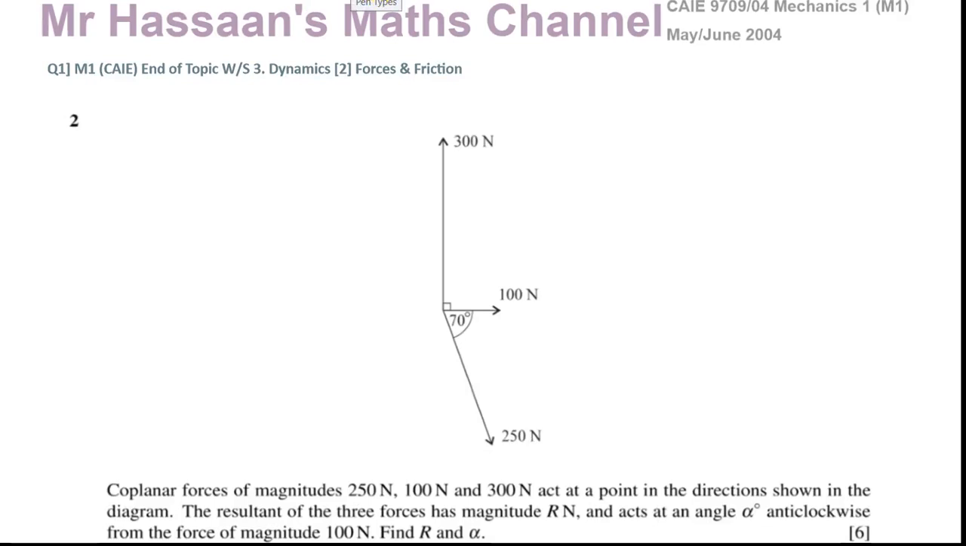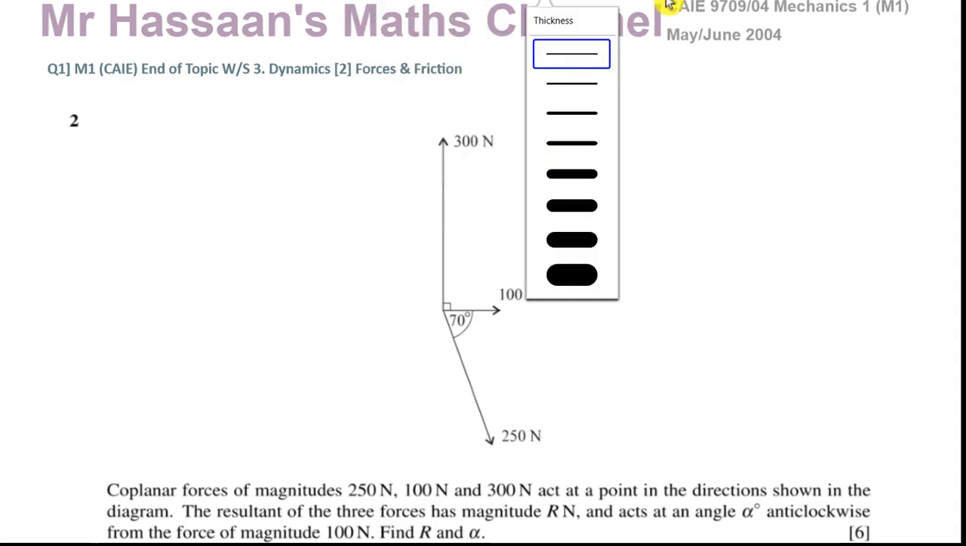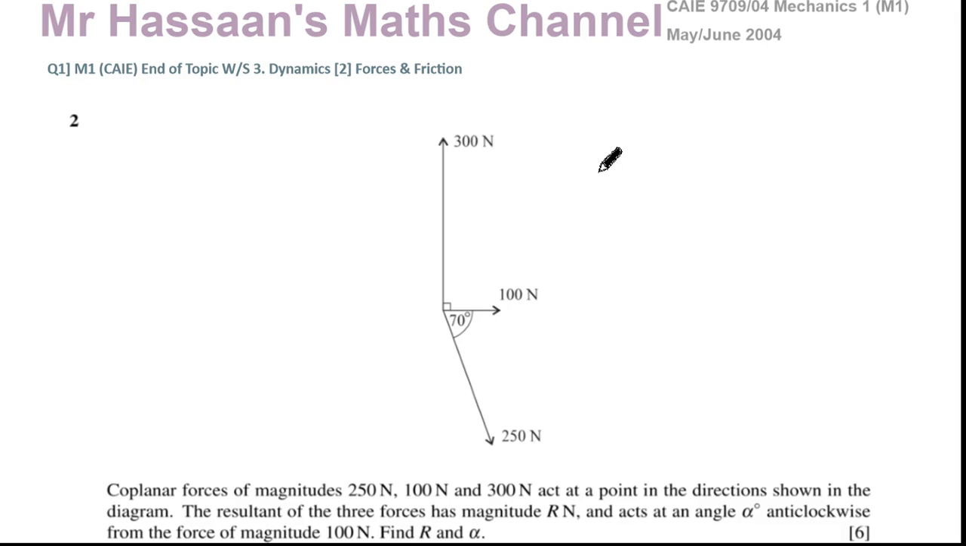Hassan's Maths channel. I'm now answering question number 2 from the May-June 2004 Mechanics M1 paper from Cambridge 9709. This is the International A-Level. Very old question, very old paper. And this question is about vectors and resultant forces.